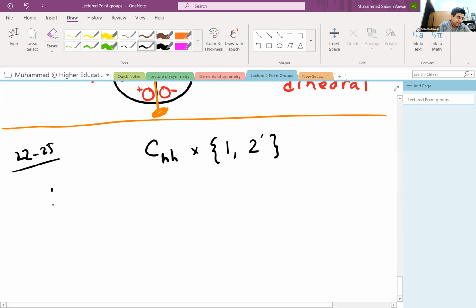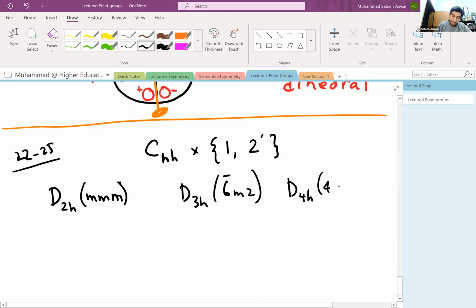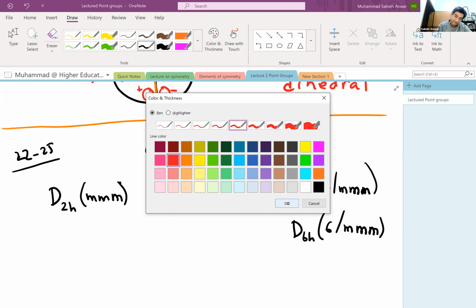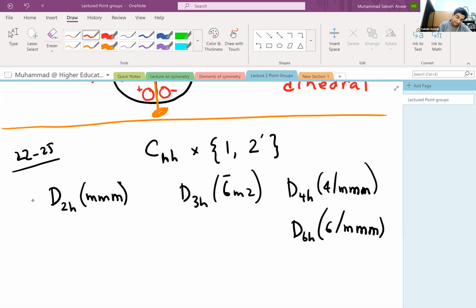Okay, and the point groups that can be constructed are labeled D2H, mmm, D3H, 6 bar m2, D4H, 4/mmm, and D6H, 6/mmm. Slightly tongue twisting, but here is what it is: 22, 23, 24, 25.